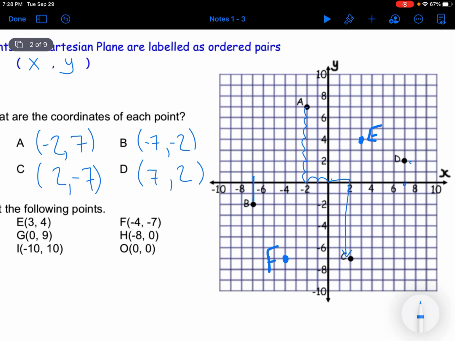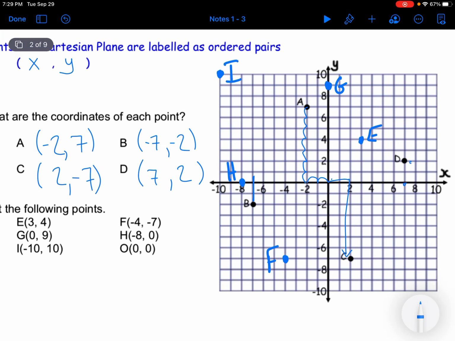So that's F. Now, G is 0, 9. 0 means I don't move left or right. All I'm doing is going up to +9. It's nice and easy when there's a good scale. The scale here is nice and easy to read. H is at -8, so H is right there. I is -10 and 10. So that means I go left 10, up 10. Knowing that this is a 10 by 10 grid, I just go left 10 and then up to that point. So we're left 10, up 10.